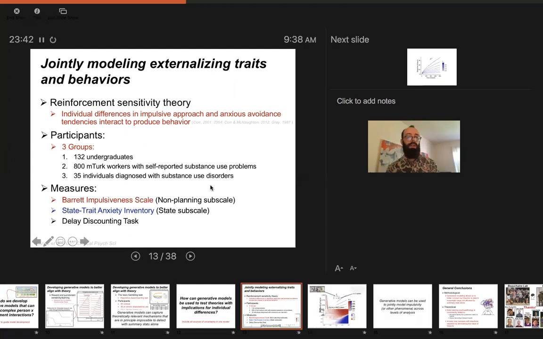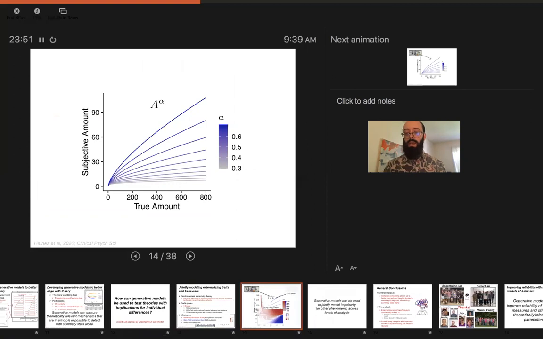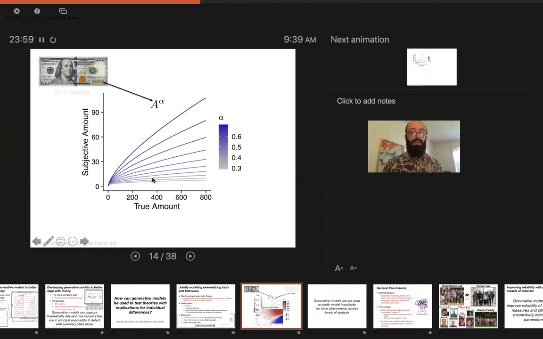And to analyze this data, we thought about the various different dimensions of this task. There is a reward dimension and a delay dimension, right? For the reward, we can imagine that there's like $100, so A is 100 in this case. One of the things that's really interesting about a lot of previous research is that as the monetary value increases, there's diminishing subjective utility. For example, the difference between $1 and $2 is psychologically much larger than the difference between $800 and $801.